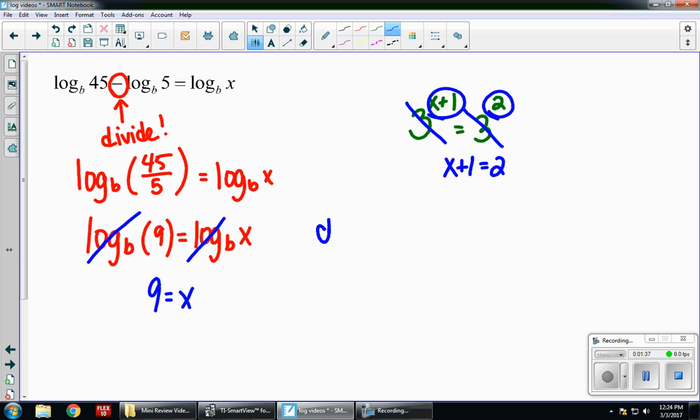And once again, we have a log equation, so we always want to check our answer. The only thing I'm plugging into is x. So if x equals 9, it's positive. We're good to go. Let's take a look at one more question.